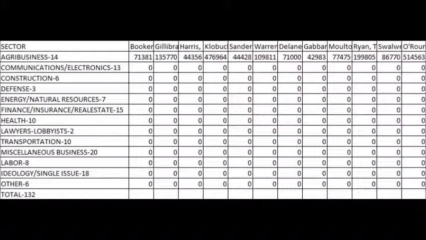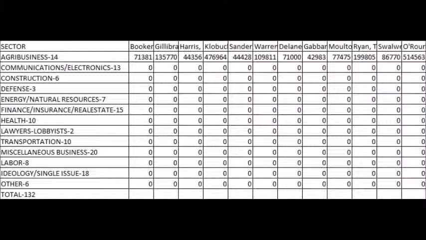So what I did was I put this on a header sheet in Excel. The left-hand column, of course, is the sector. Then across the top, I put the names of the candidates for president whose data I could find on OpenSecrets.org. After that, I wrote some formulas. I wrote a vertical lookup formula to find out how much money had been donated to them for the agribusiness sector.